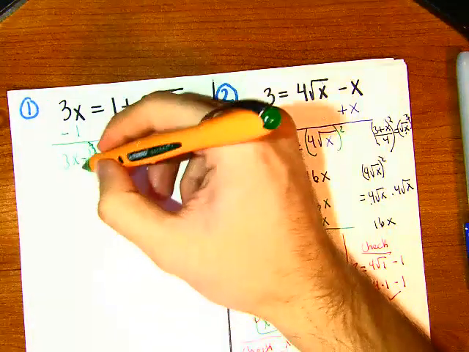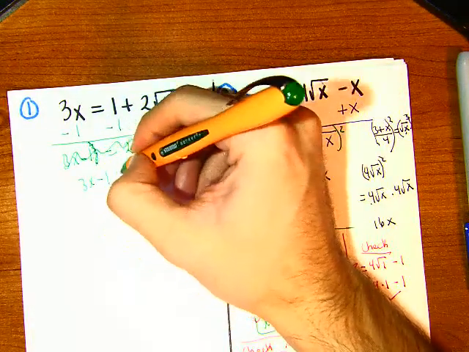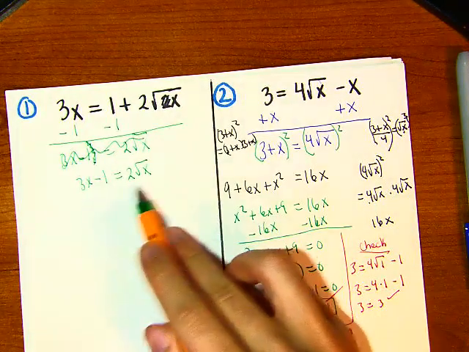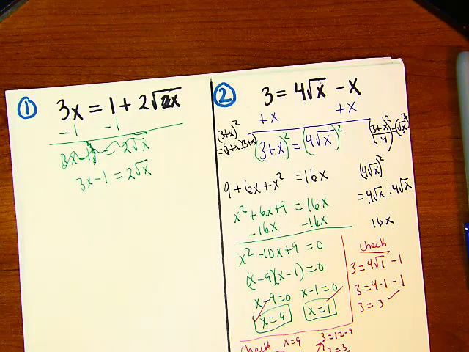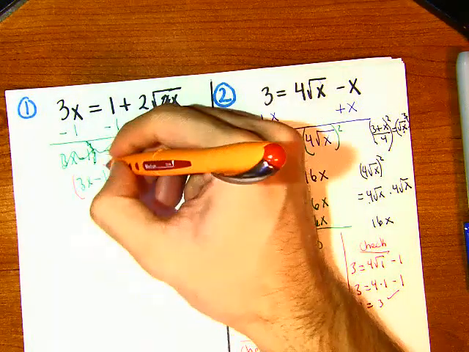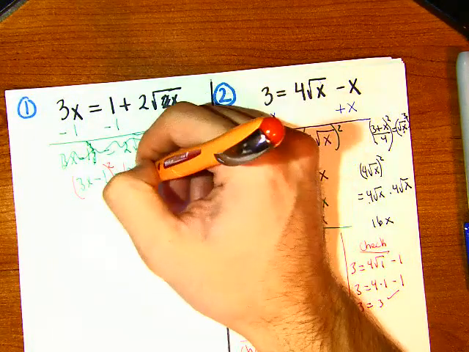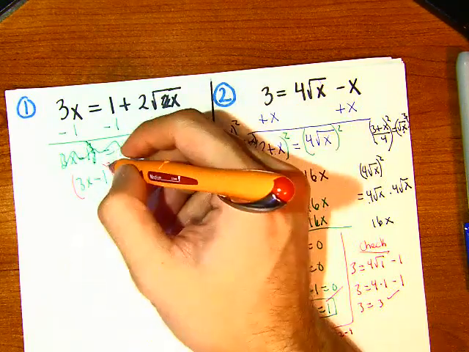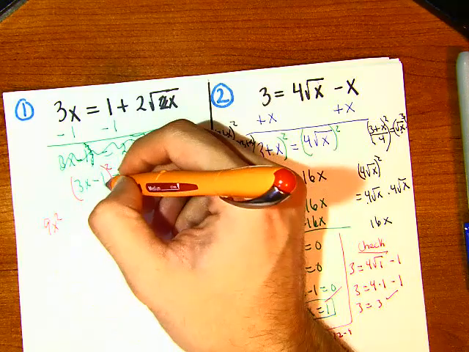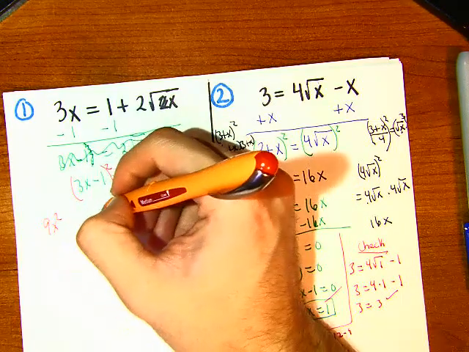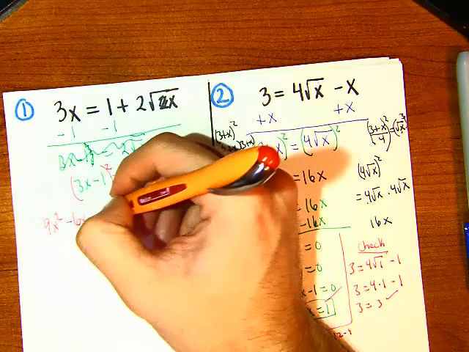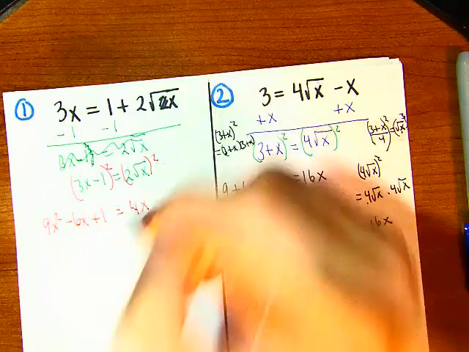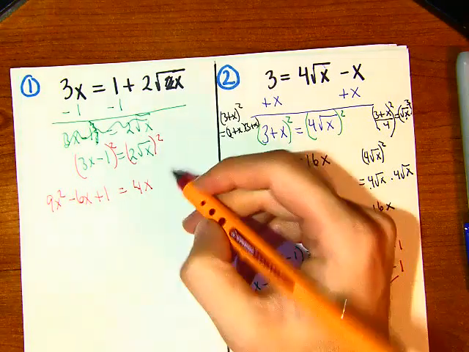Okay? Let me write that again. So 3x minus 1 is equal to 2 square root of x. Now here, if you're saying let me divide 2 on both sides, you can, but you don't need to. All you need to do is just square both sides. Okay? And that will get rid of this radical. Now 3x minus 1 squared should equal 9x squared minus 6x plus 1, and that's equal to 4x.